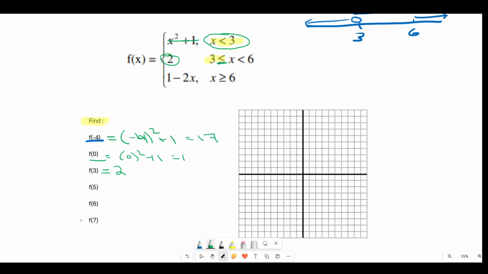The next one says find f at 5. 5 fits between 3 and 6 quite nicely. So again, for f at 5, we'll use this rule, and the rule is no matter what your input is, the output is 2.